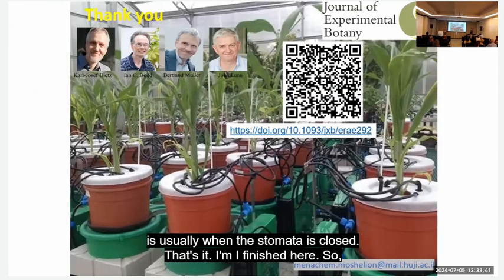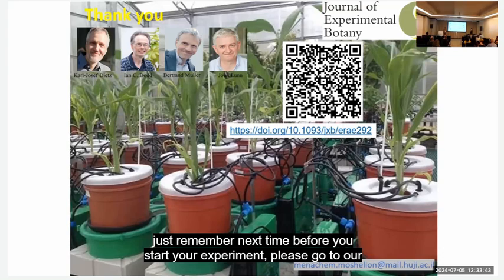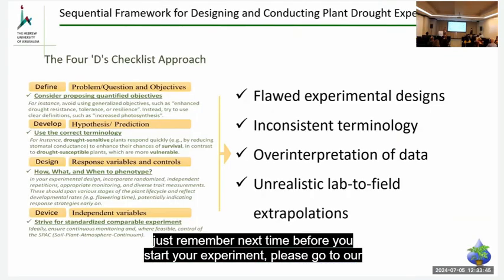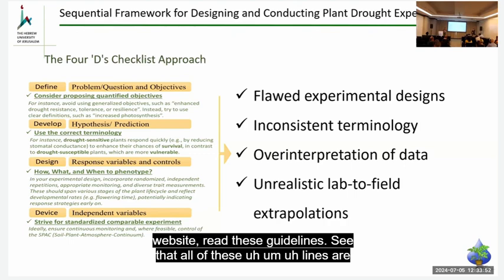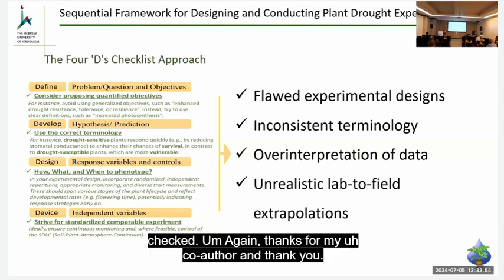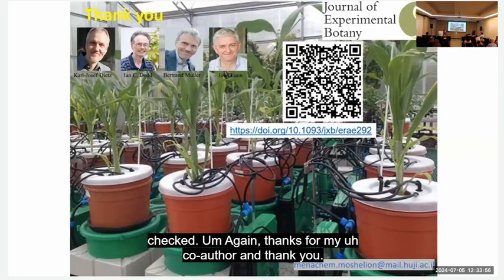I finished here. So just remember, next time before you start your experiment, please go to our website, read these guidelines, see that all of these lines are checked. Again, thanks to my co-authors, and thank you.